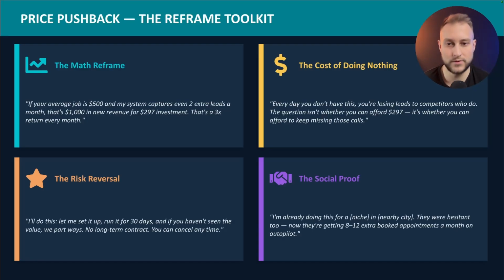And then we have the risk reversal. Let me set it up, run it for 30 days, and if you haven't seen the value, we part ways, no long-term contract, you can cancel anytime. So you're pretty much disarming them, and giving them an opportunity to say yes. Again, you can also use social proof, like I'm already doing this for a niche in a nearby city.